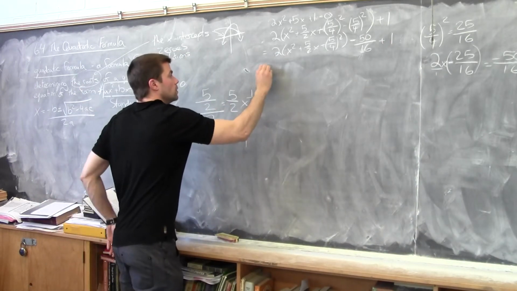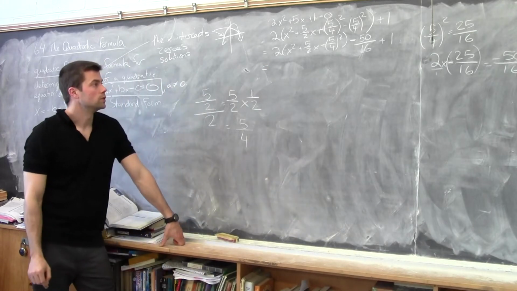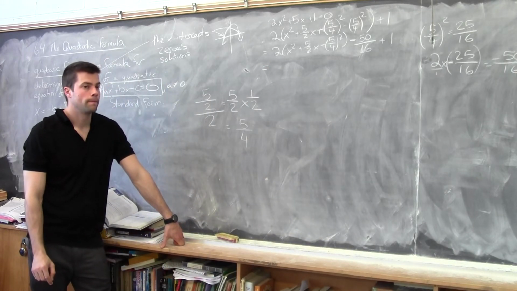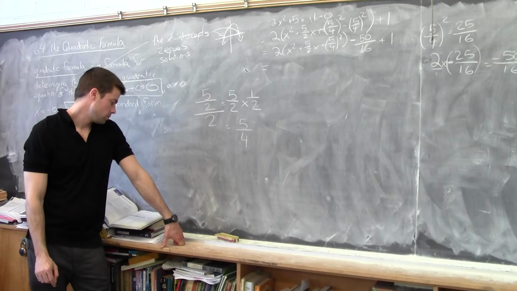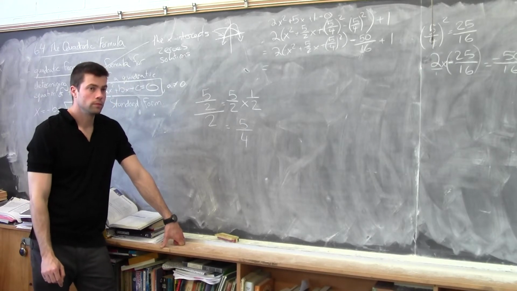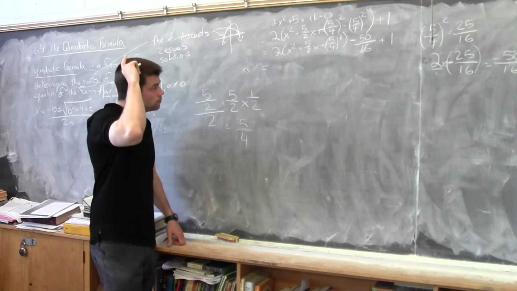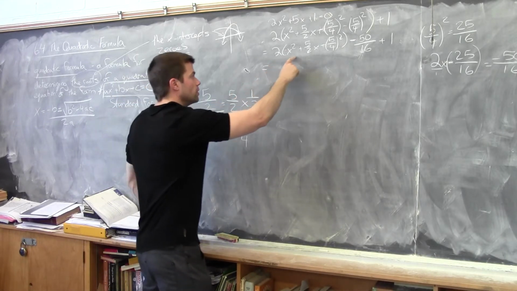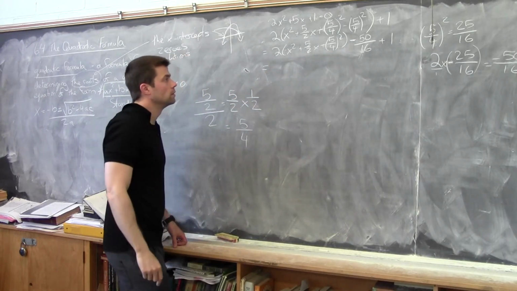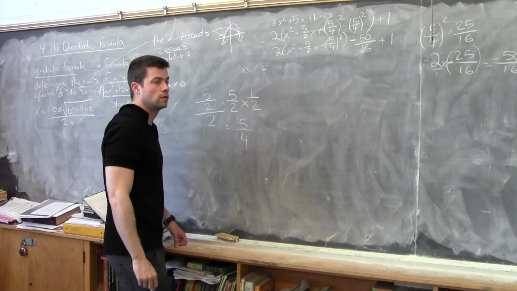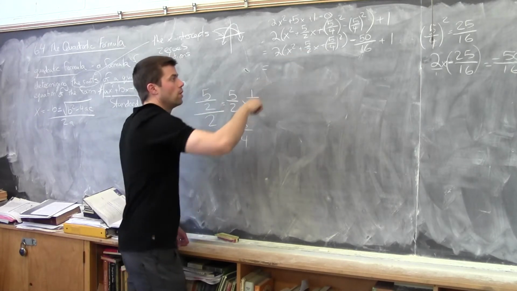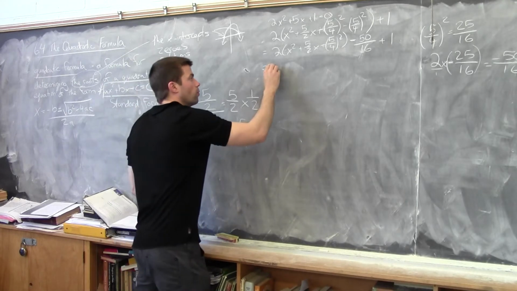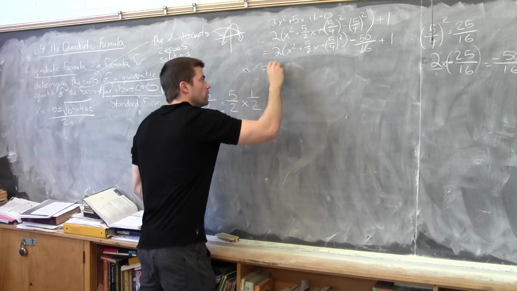Next step. Kyle, what's next? You add like negative 50 over 16 plus 1. Okay, we'll do that at the end. We can do something here first. Is it a perfect square trinomial? Yeah. Okay, so what can we simplify this to?